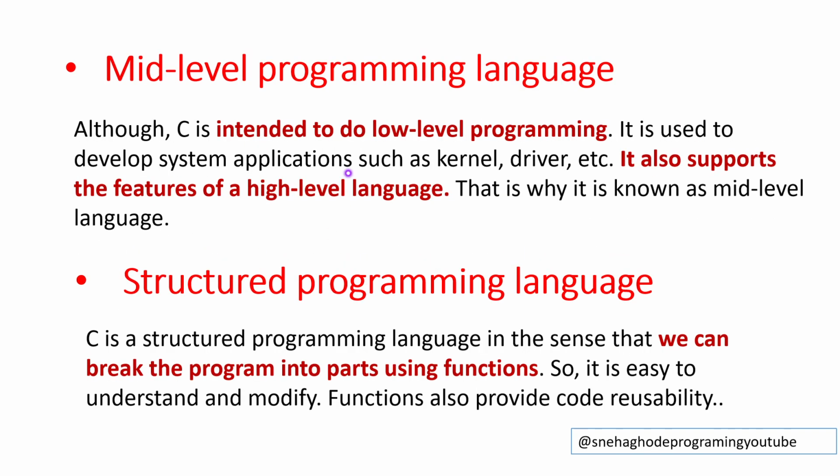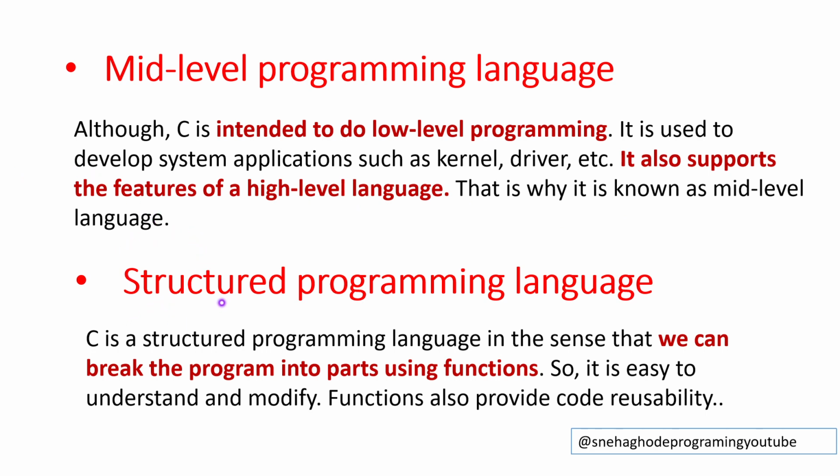Next is mid-level programming language. As we know, C is intended for low-level programming. Yes, we used to say it is a low-level programming language, as it evolved from low-level programming. It contains all the characteristics of low-level programming, right? And it is used to develop system applications such as kernels, drivers, etc. And it also supports the features of high level languages, that is the C++ level. C++ is, we can say, a high level language. So that's why we know it as a middle level language.